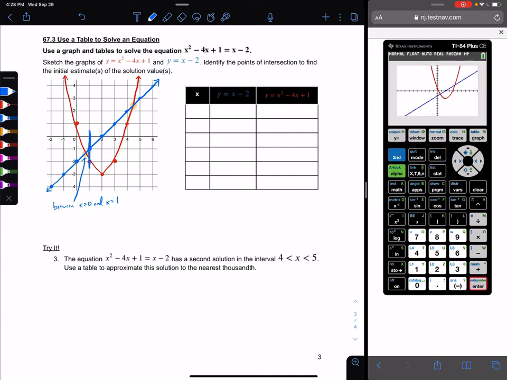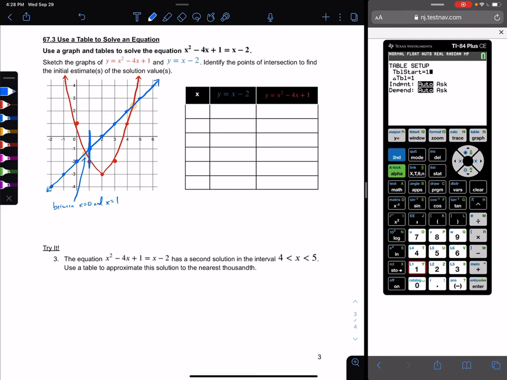What you're going to do now is hit second, and we're going to change our table values. So I'm going to hit second window, which will bring me to my table set. This is kind of like the window in the previous video where we had to put the starting and ending points. Well, I want to start at 1, because I know my answer is somewhere between 0 and 1, so I want to be around there.